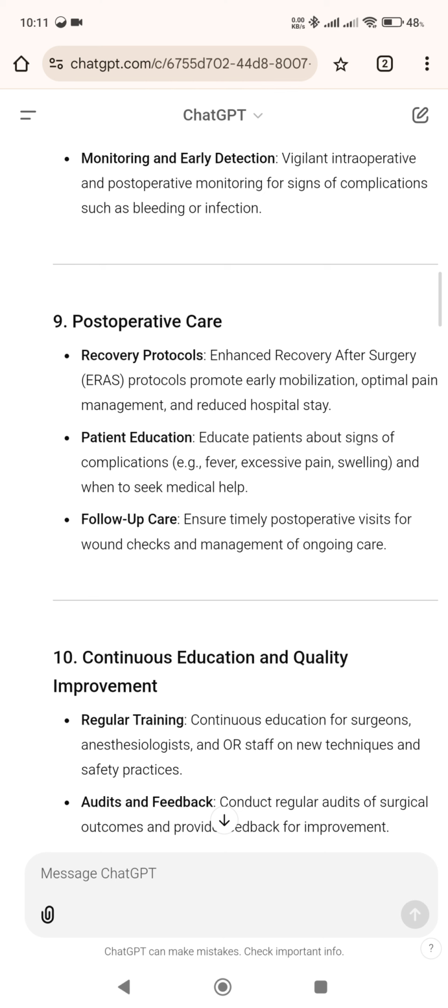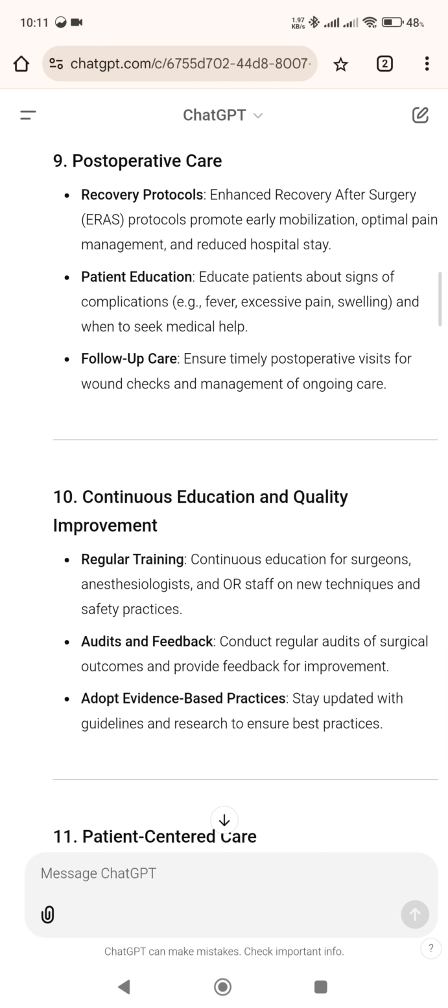9. Postoperative care. Recovery protocols. Enhanced recovery after surgery, ERAS. Protocols promote early mobilization, optimal pain management, and reduced hospital stay. Patient education. Educate patients about signs of complications, e.g., fever, excessive pain, swelling, and when to seek medical help. Follow-up care. Ensure timely postoperative visits for wound checks and management of ongoing care.